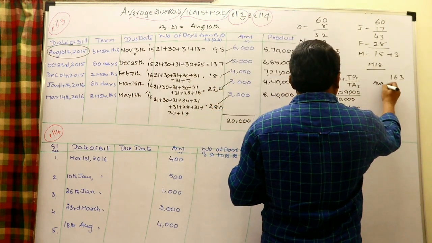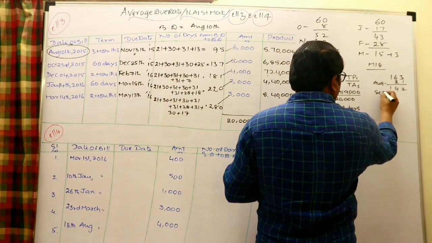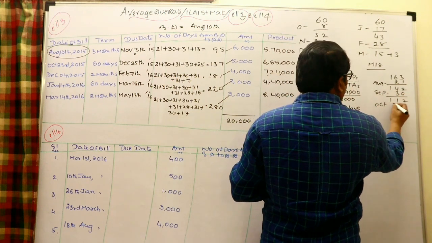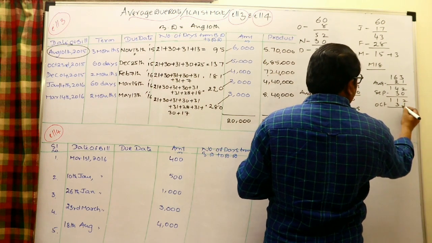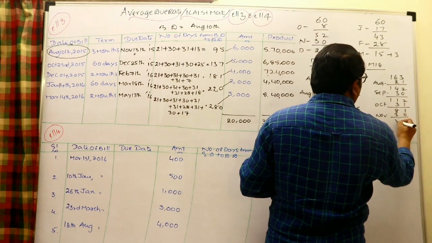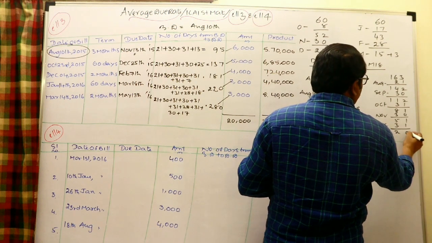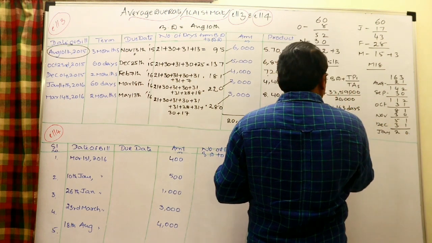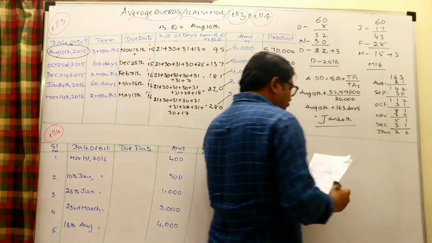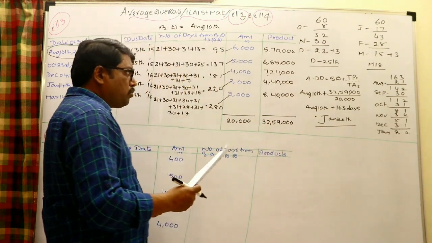In August we can add how many days? 21 days, leaving 142 days. September 30 days, leaving 112 days. October 31 days you can add, leaving 81 days. November 30 days we can add, leaving 51 days. December 31 days we can add. Next January. Therefore January 20th is the average due date. If the payment is done on that date, there will not be any loss of interest to both the parties.